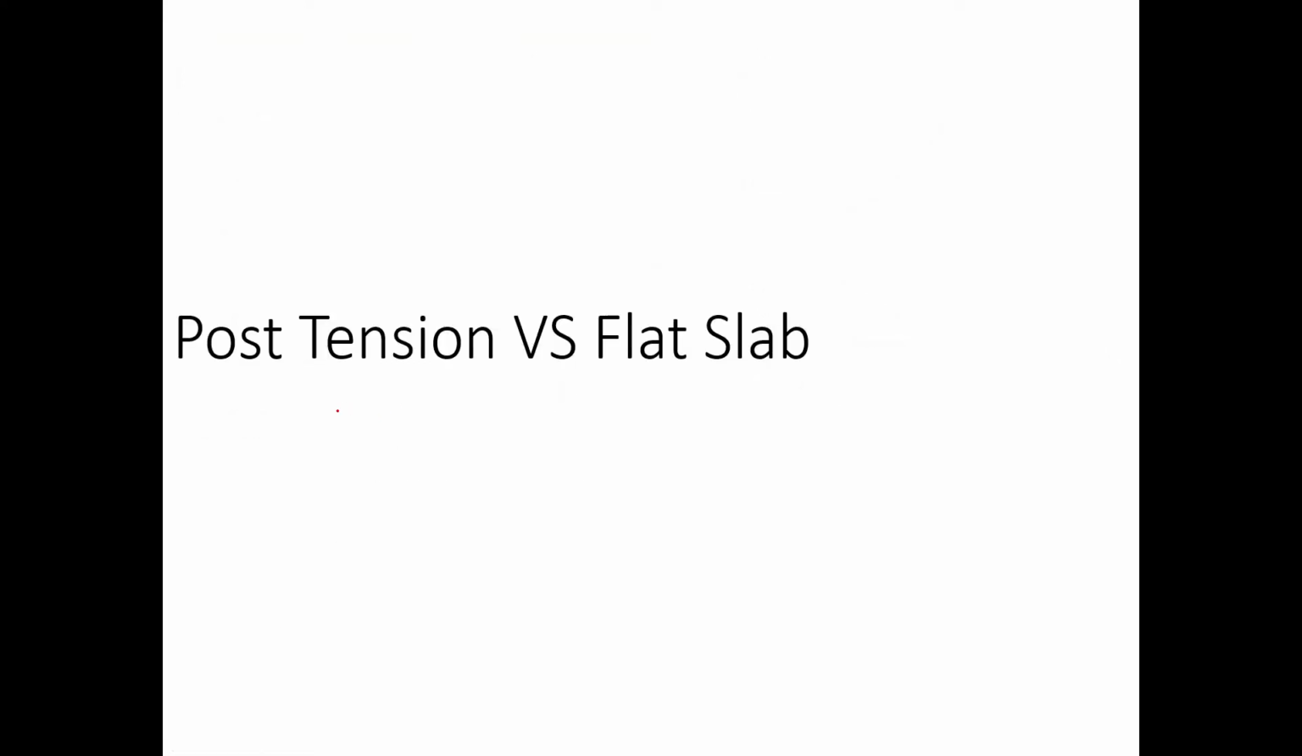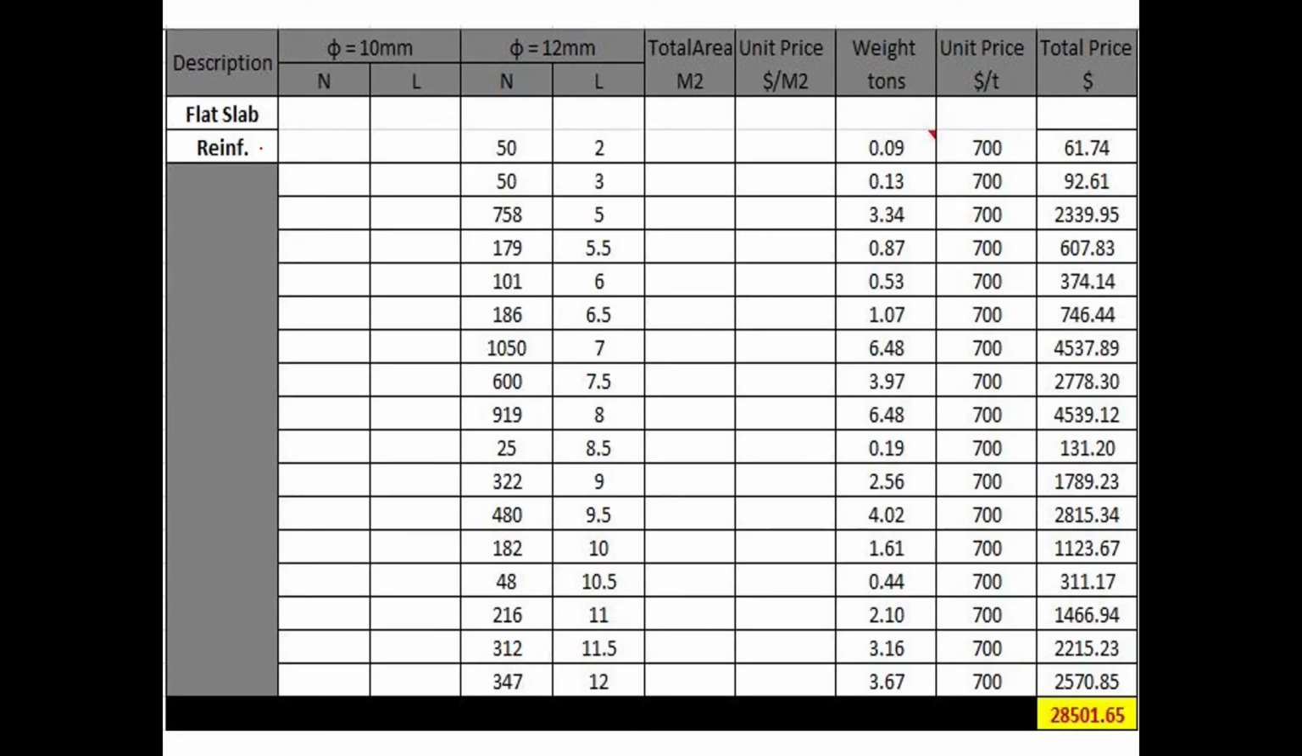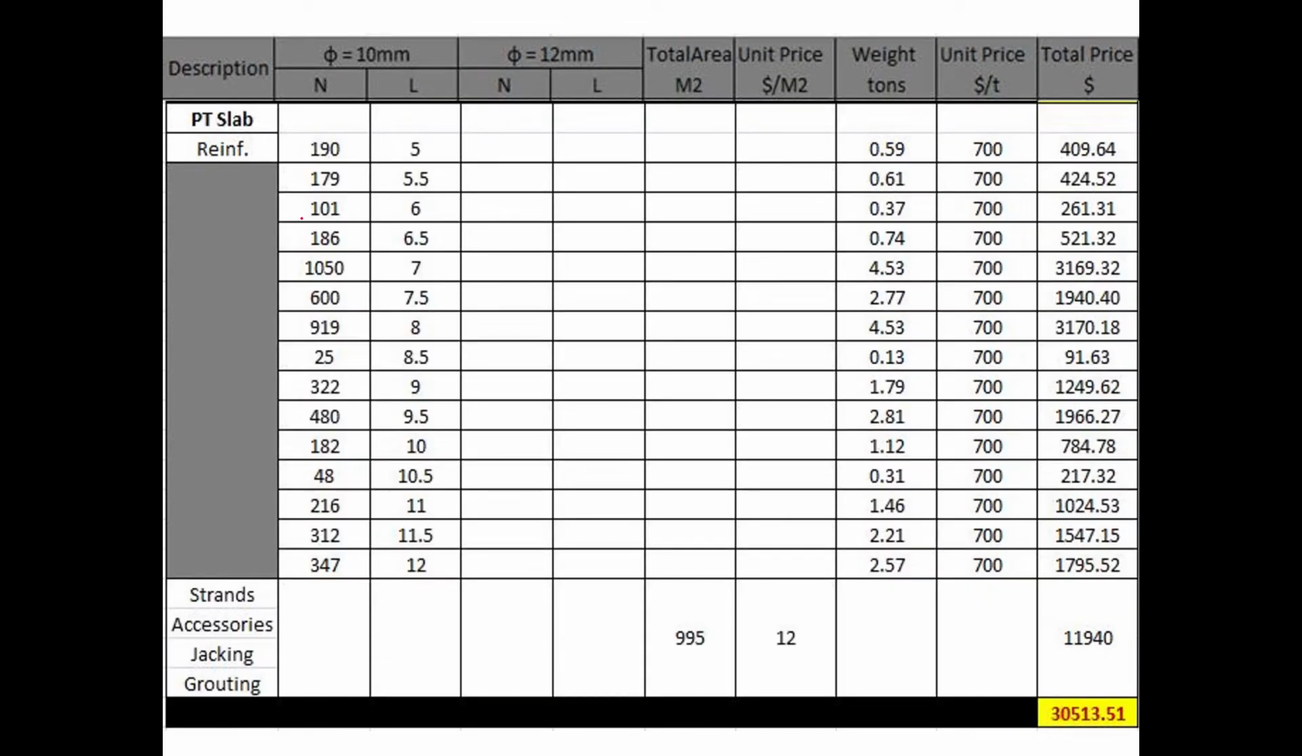So here we are going to talk about post tension versus flat slab. The main difference that we are going to mention here is the cost difference between these two slabs. It is something related to the cost rate analysis. We will see how much we will save when we move from flat slab to post tension slab, and these costs are taken from real life. So this is the flat slab reinforcement, and we have the PT reinforcement also.